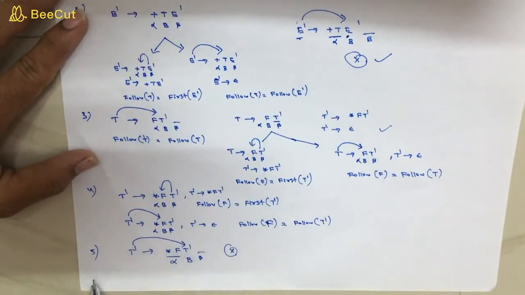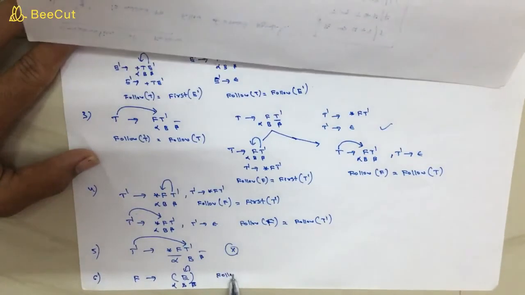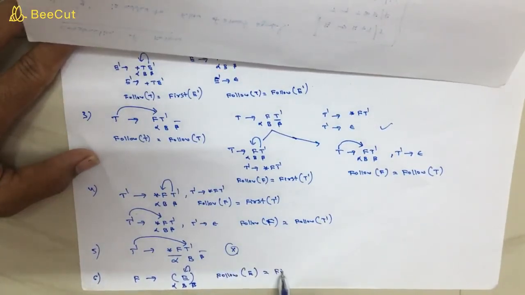And the last production is F tends to open parenthesis E closed parenthesis. This is in the form of alpha B beta format. Here beta is not an epsilon, so find the first of beta and add it to the follow of E. The first of beta is nothing but the terminal itself. The first of a terminal is always a terminal. So these are the rules.